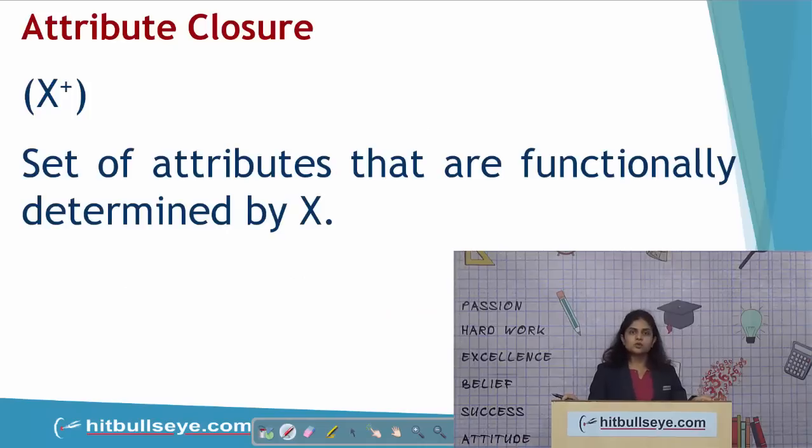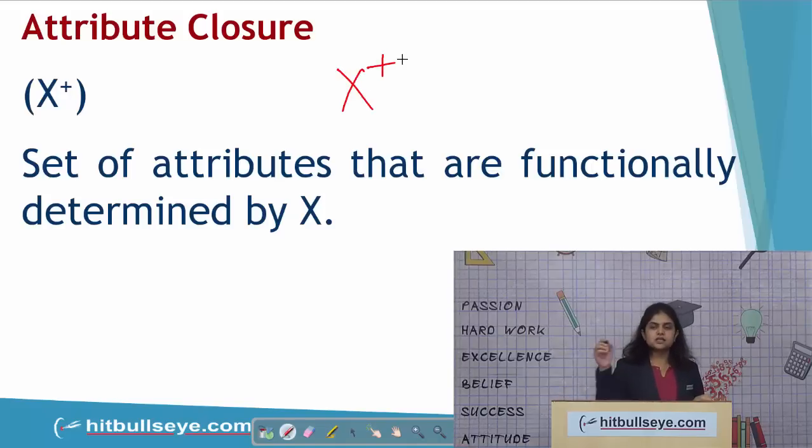Next we come to the attribute closure. What is an attribute closure? Suppose I have an attribute X, I represent the closure with a plus sign on that attribute which represents the attribute closure. So the set of attributes that are functionally determined by X are called the attribute closure.